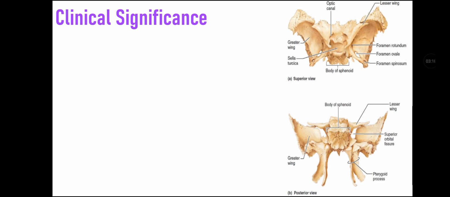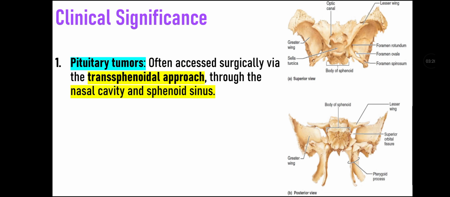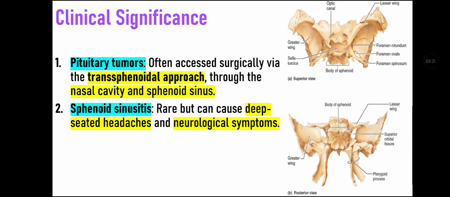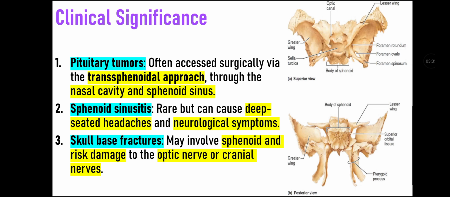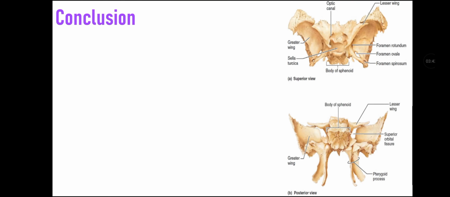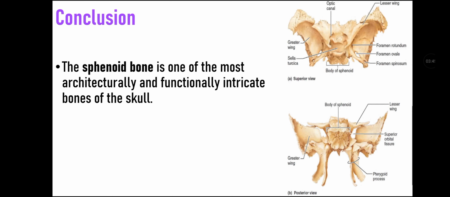Now let's talk about clinical significance of sphenoid bone. First is pituitary tumor that is often accessed surgically through the transsphenoidal approach through the nasal cavity and sphenoidal sinuses. Second significance is sphenoid sinusitis, that is rare but can cause deep-seated headaches and neurological symptoms. Third is skull base fracture, as it may involve sphenoid bone and risk damage to the optic nerve or cranial nerves.